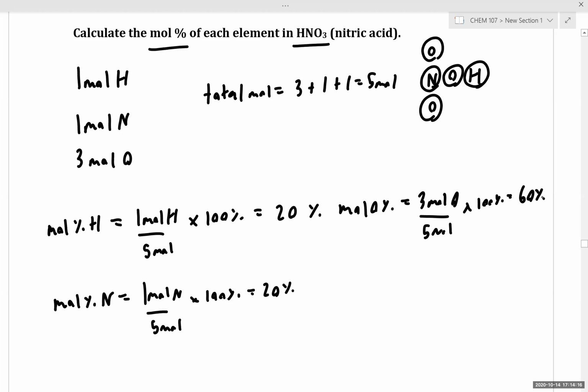Is everyone comfortable with calculating mole percent given the chemical formula? Any questions on this example? Is everyone feeling comfortable with this content so far? Yes.